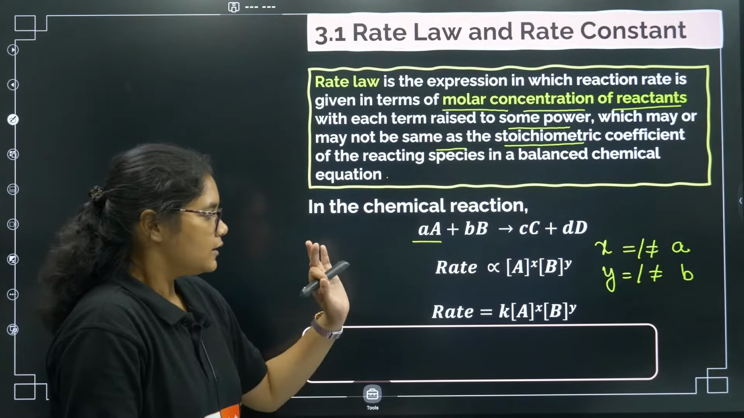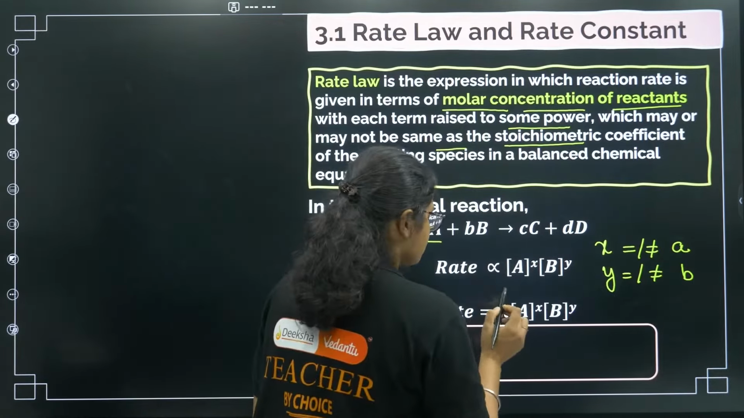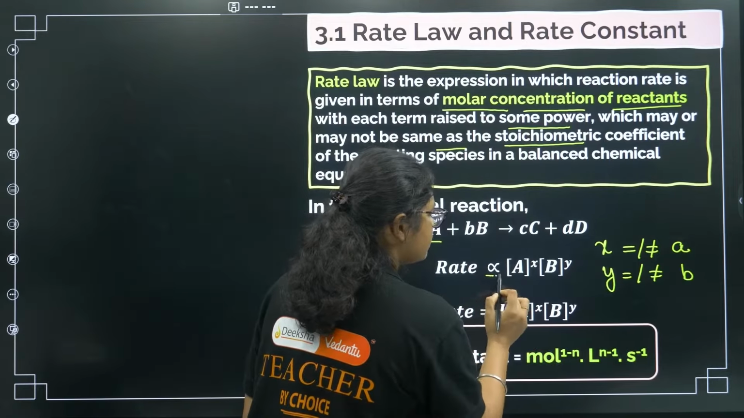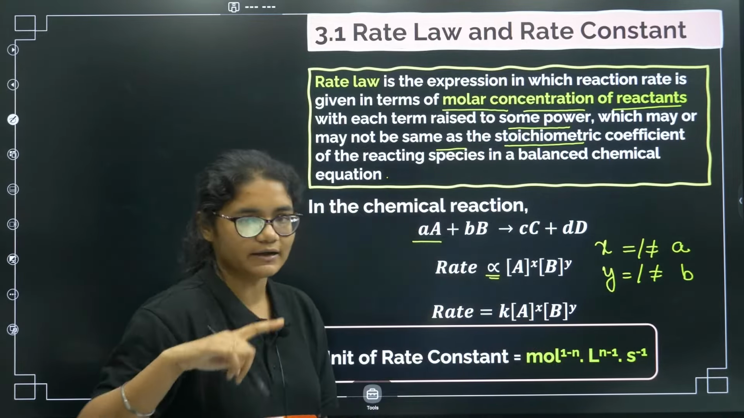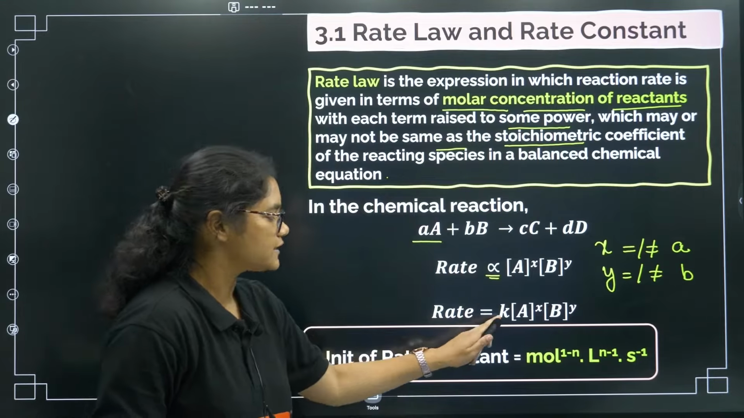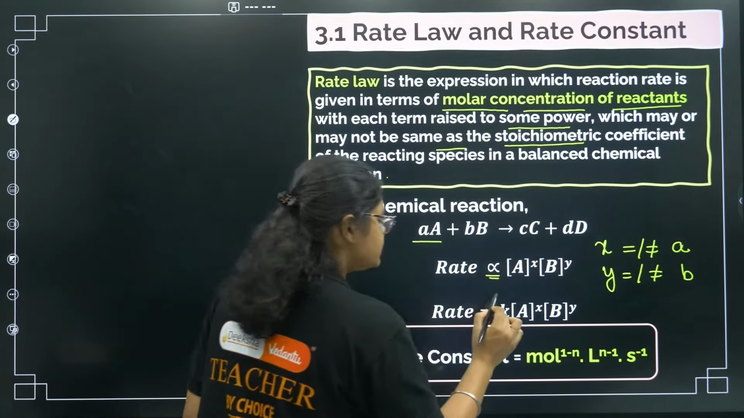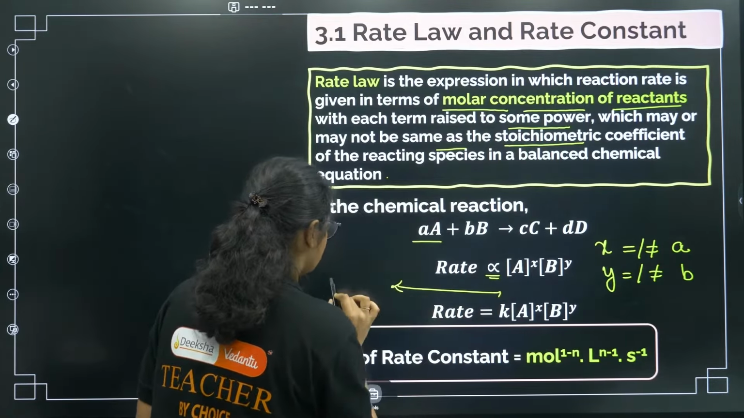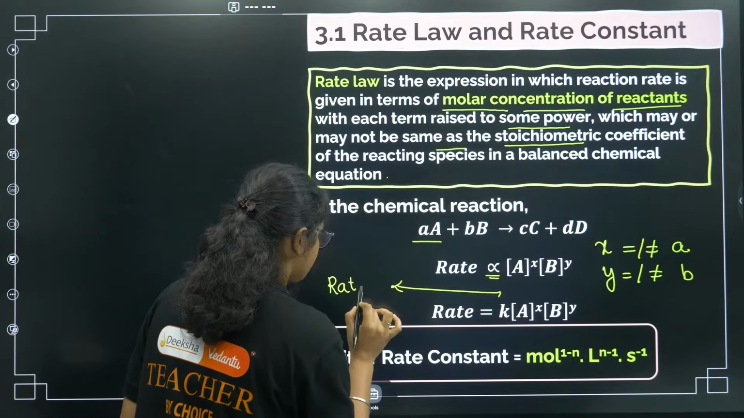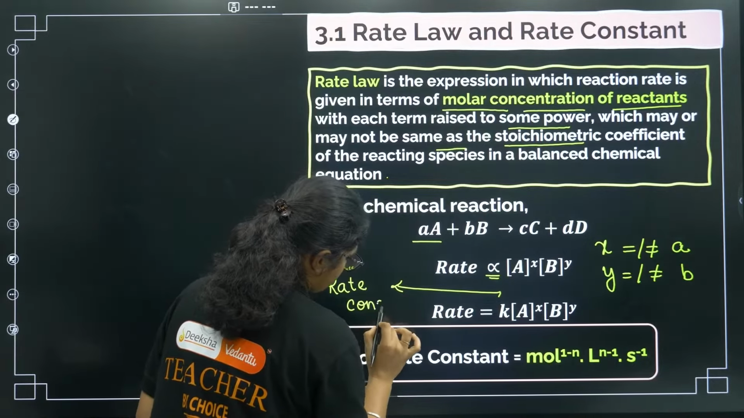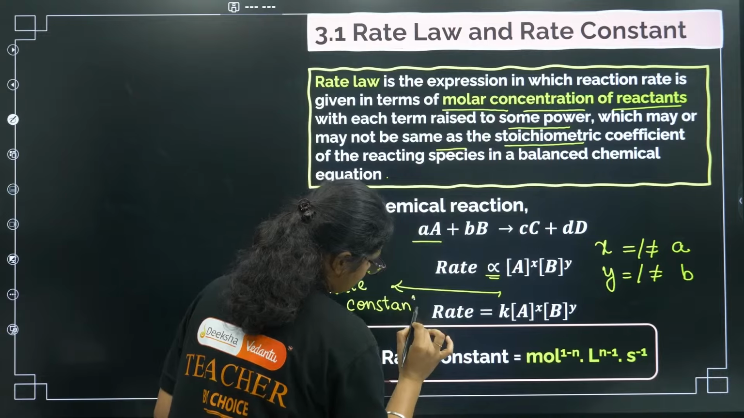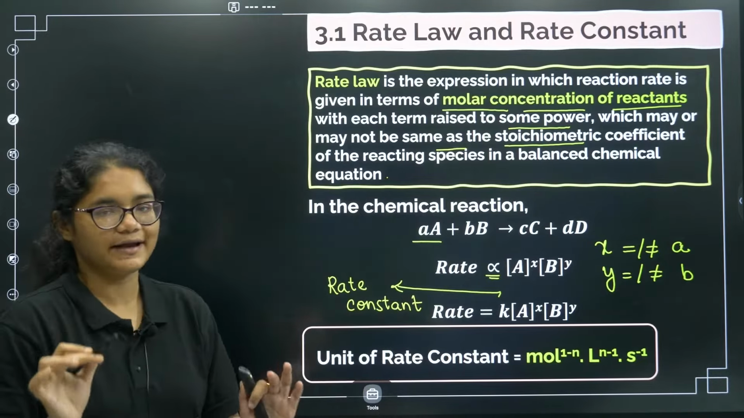Now to remove this proportionality, we need to multiply by a constant, and that constant is k. Now what do we call this k? k is called the rate constant.